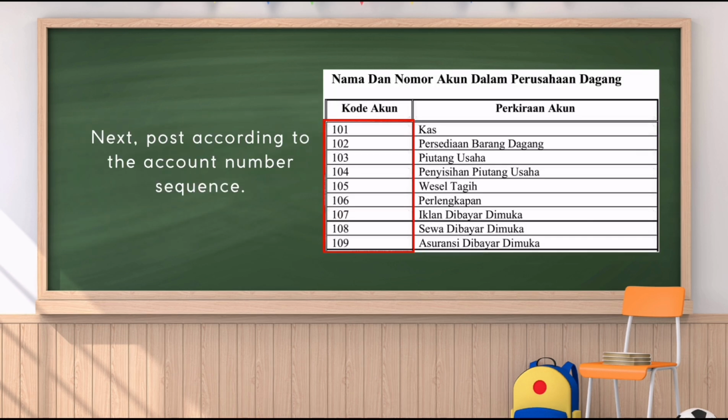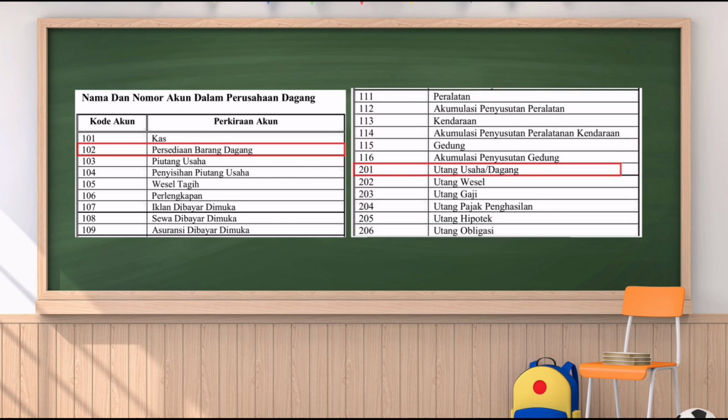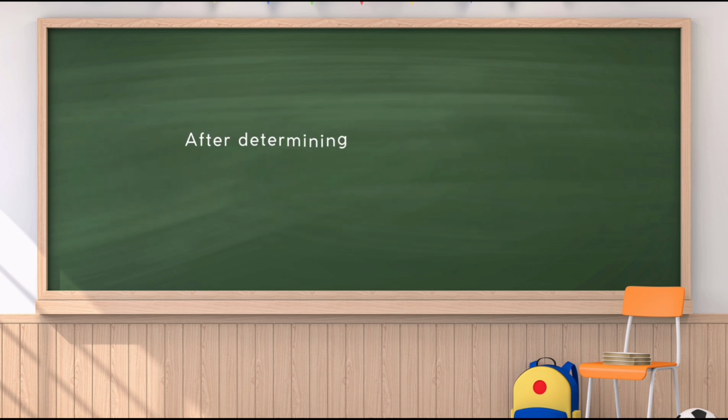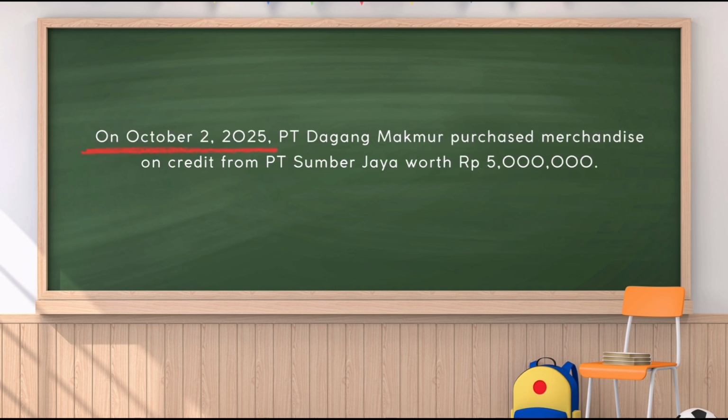Next, post according to the account number sequence. Since the merchandise inventory account is account number 115 and the accounts payable account is account number 201, the merchandise inventory account should be posted first. After determining which account will be posted to the general ledger first, we can look at the transaction dates and post them in the order in which they occurred.